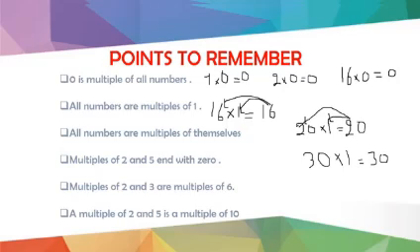Multiples of 2 and 5 end with 0. Multiples of 2 and 3 are also multiples of 6 at the same time. A multiple of 2 and 5 is also a multiple of 10. Why? Multiples of 2 and 5 end with 0 and also multiples of 10 end with 0. So multiples of 2, 5 and 10 end with zeros.